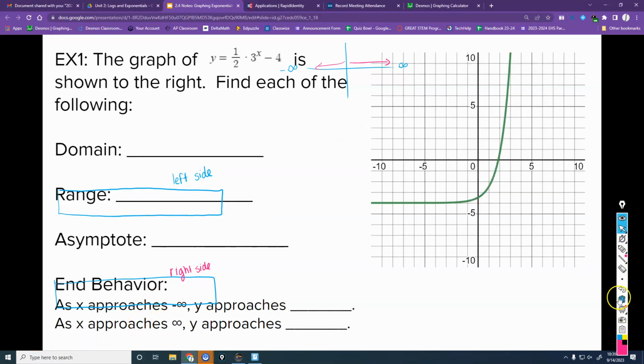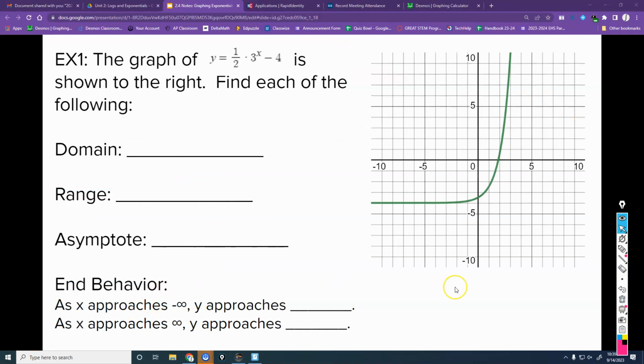Okay, here's an example. Domain, range, asymptotes, and end behavior is what we're really going to focus on for these problems. Okay? All right, so here is a graph of y equals 1/2 times 3 to the x power minus 4. Tomorrow we're going to talk some about transformations, moving things up, down, left, or right, but remember we can use Desmos on everything. So I'm either going to give you a picture of the graph, or you're going to be able to type it into Desmos to look at a picture of the graph. I just put the picture here so we didn't have to type it in.